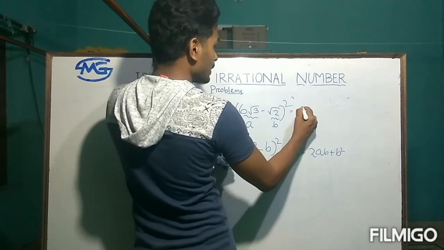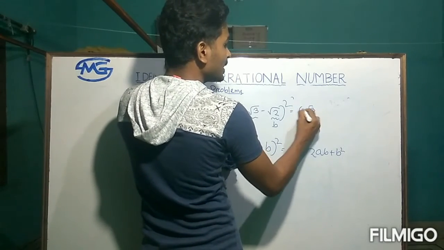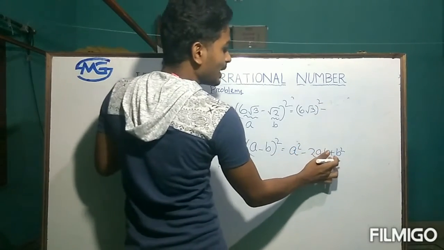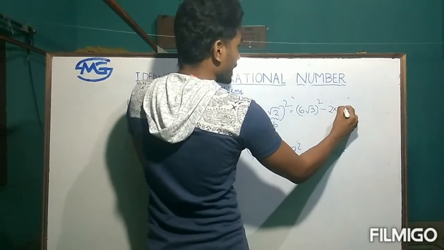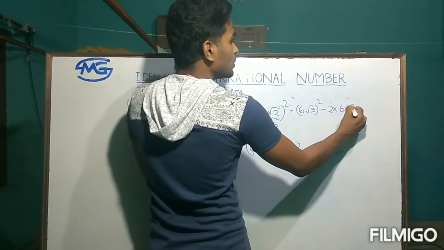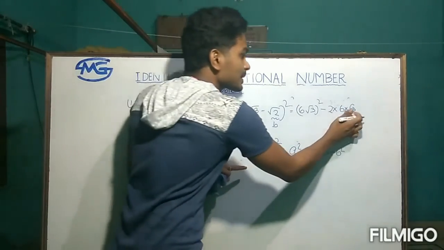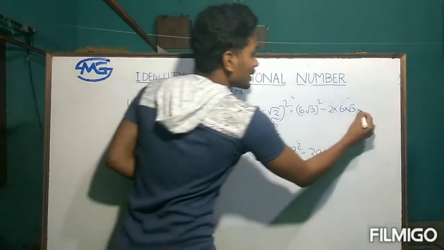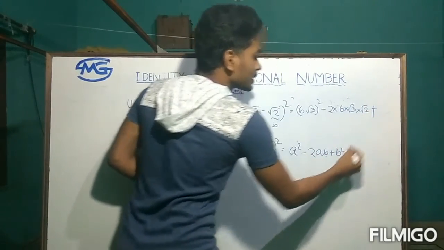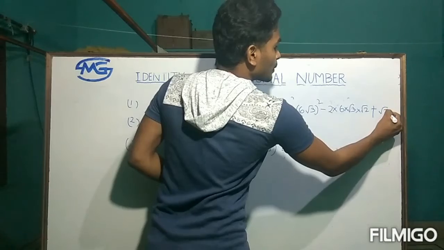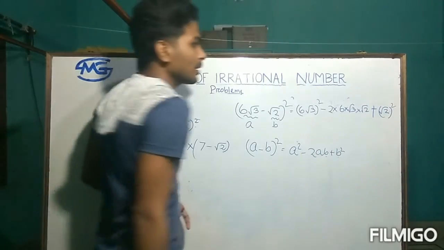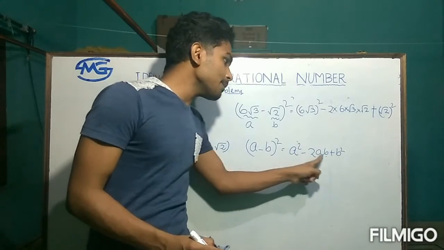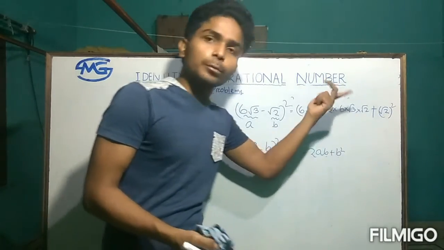A square means (6 root 3) whole square, minus 2 into A into B. 2 into A means 6 into root 3. We can write 6 root 3 as 6 into root 3. Okay? Into B means root 2, plus B square means root 2 whole square. Now it is clear. We can easily replace A and B with 6 root 3 and root 2.